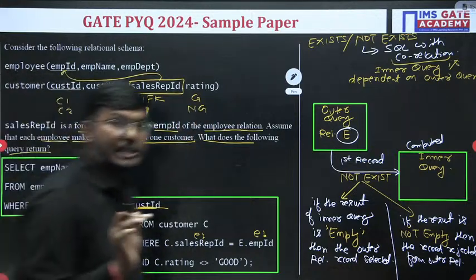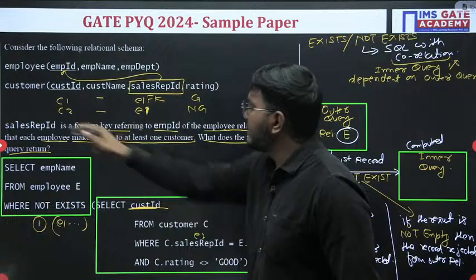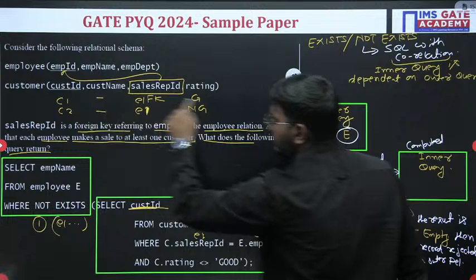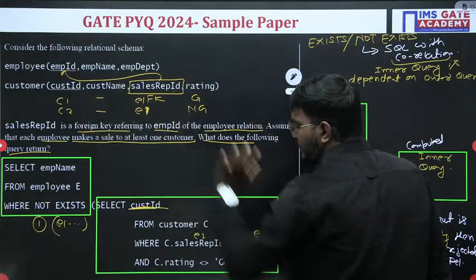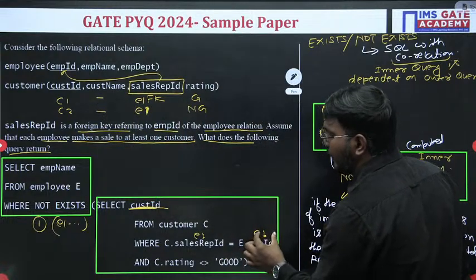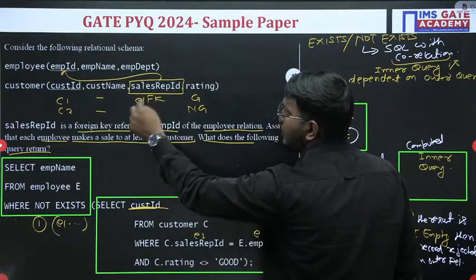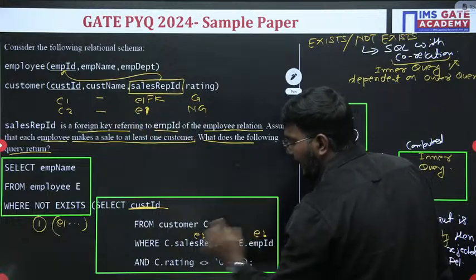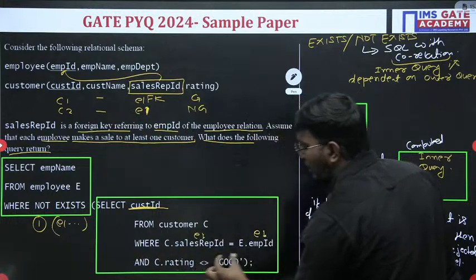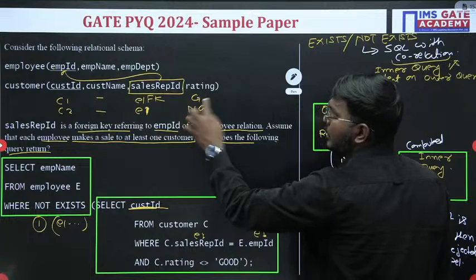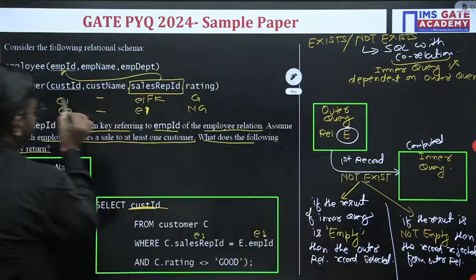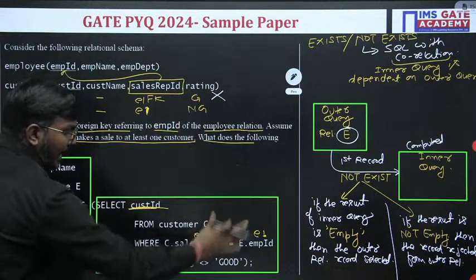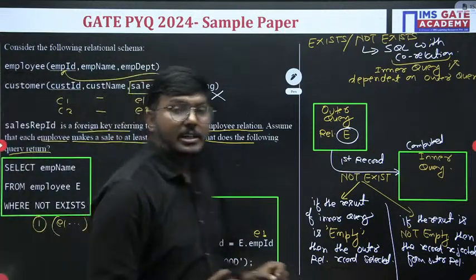So what will it do here? It will take this customer table and check for the first record. For the first record, E.employee_ID is E1, and this sales representative ID is also E1. So both are matching. But C.rating is not equal to good, and here the rating is good. So this first record is rejected for the inner query computation.